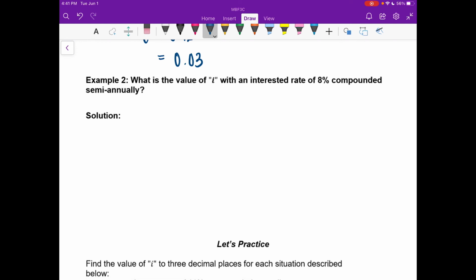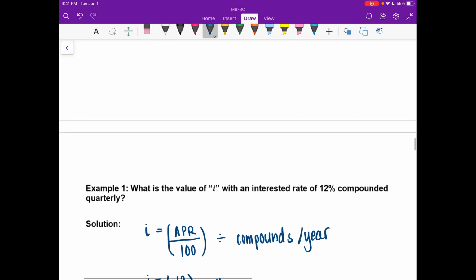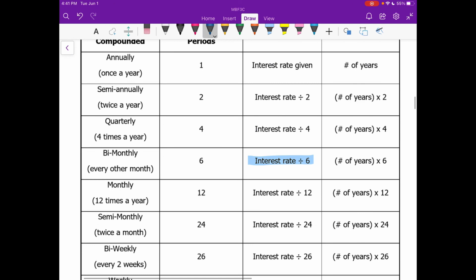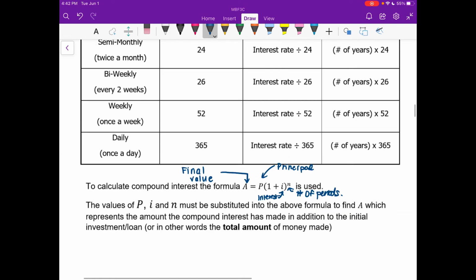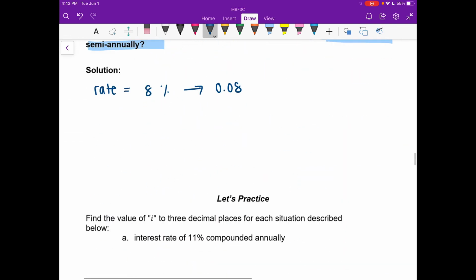So this says semi-annually at 8%. Let's find the rate in decimal form. 8% goes to 0.08, right? And it says semi-annually. So let's go back up to our chart and find semi-annually. And I know semi-annually means twice a year, which means I'm going to take the interest rate and divide it by 2. I equals 0.08 divided by 2, which is going to give me 0.04. So that's how much my I is going to be.